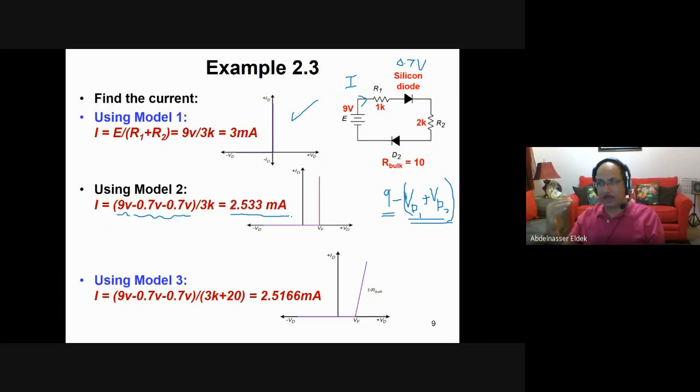Of course, you can see a big difference here between 3 and 2.5. It's a considerable difference. For model number 3, we have to consider the resistance of the two resistors. So in this case, the voltage will be the same, 9 volt minus 0.7 and 0.7, or 1.4, but the resistance will not be 3K. It will be 3K plus the resistance of the two diodes, 10 and 10.